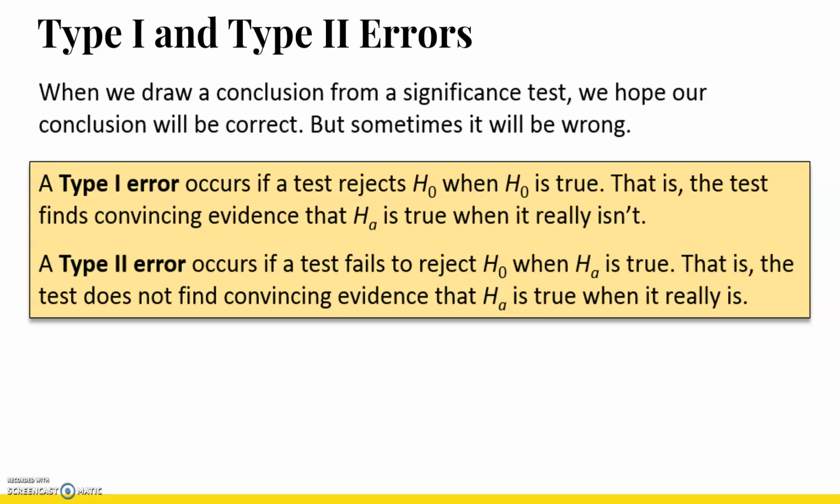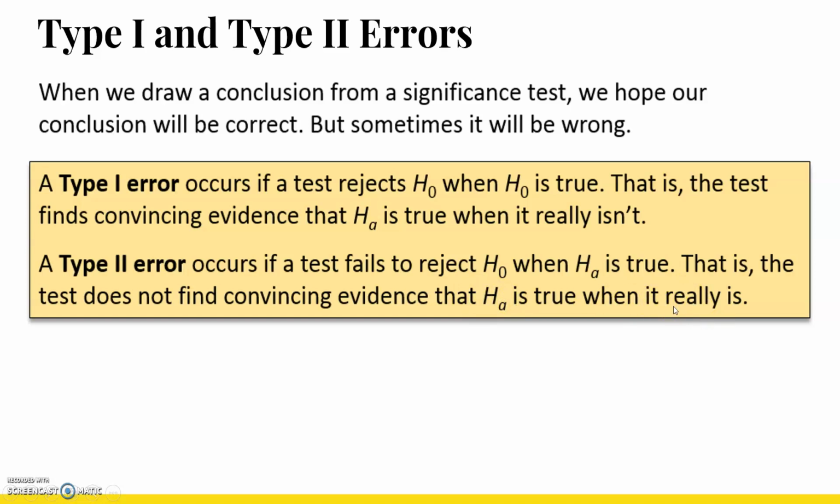All right, so when we draw a conclusion from a significance test, we hope our conclusion will be correct. But sometimes we make the wrong conclusion. So these are two types of errors, two things that can occur. A type 1 error occurs if a test rejects the null hypothesis when the null is actually true. In other words, the test finds convincing evidence for the alternative when the alternative really isn't true. A type 2 error occurs if a test fails to reject the null when the alternative is true. In other words, we do not find convincing evidence for the alternative when we really should have.